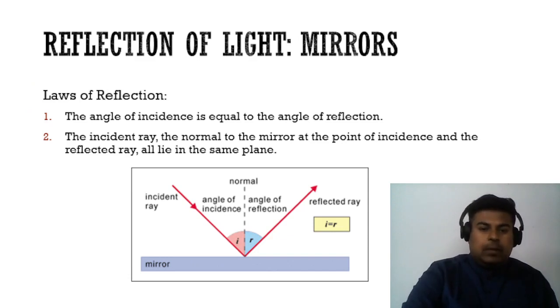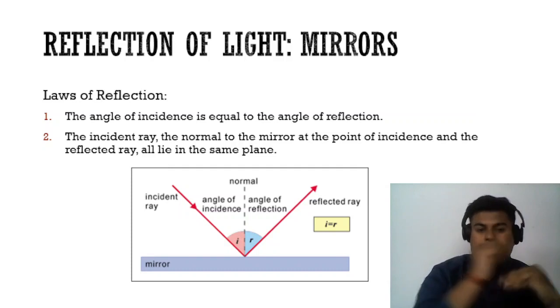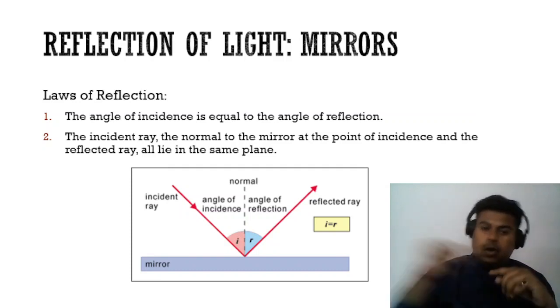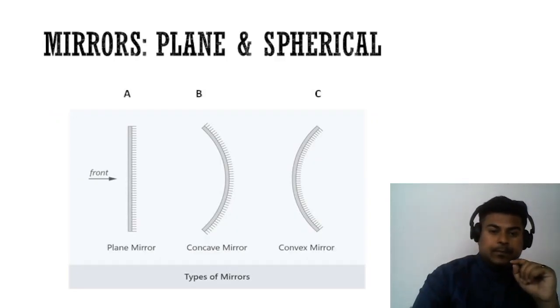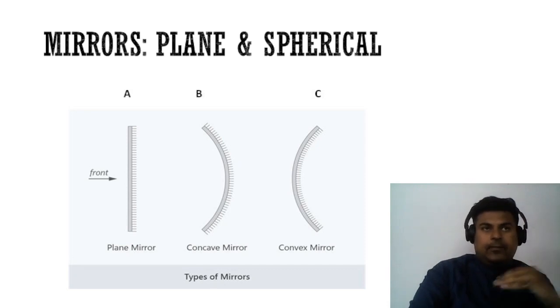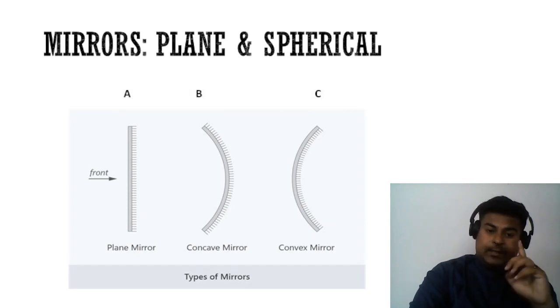Before that, we need to know about the laws of reflection. What are the laws of reflection? The angle of incidence is equal to the angle of reflection. The incident ray, the normal at the point of incidence, and the reflected ray, all three lie in the same plane. So whenever light falls on a highly reflecting surface, the light gets reflected.